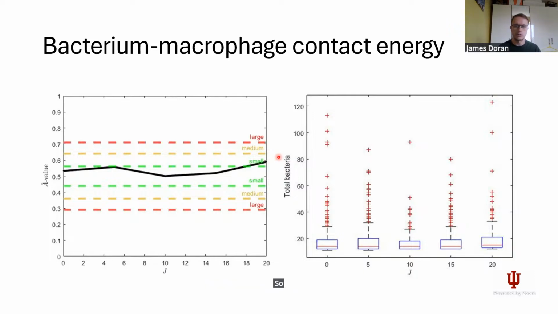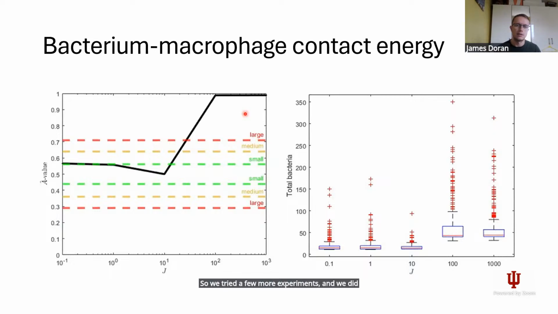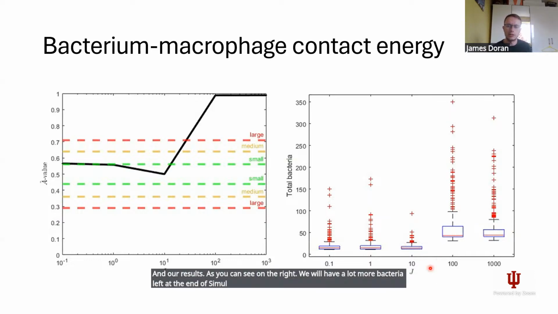So we tried a few more experiments, and we did indeed observe that there were then large statistically significant differences for larger values of J in our results. As you can see on the right, we would have a lot more bacteria left at the end of simulations if this contact energy parameter was set to be 10 or 100 times larger than the calibrated value.